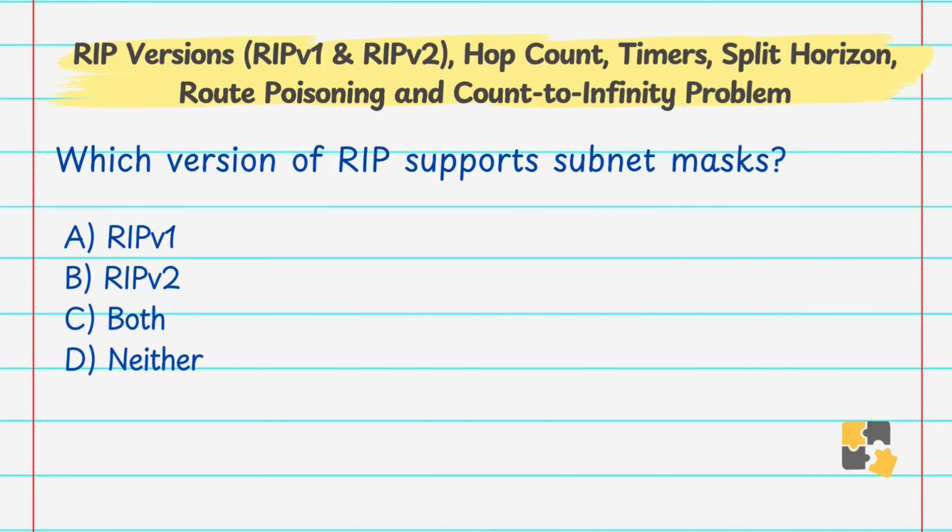Which version of RIP supports the subnet mask? A. RIP v1, B. RIP v2, C. Both, D. Neither. Answer is B. RIP v2. RIP v2 is classless and supports the subnet mask through classless inter-domain routing, that is CIDR.